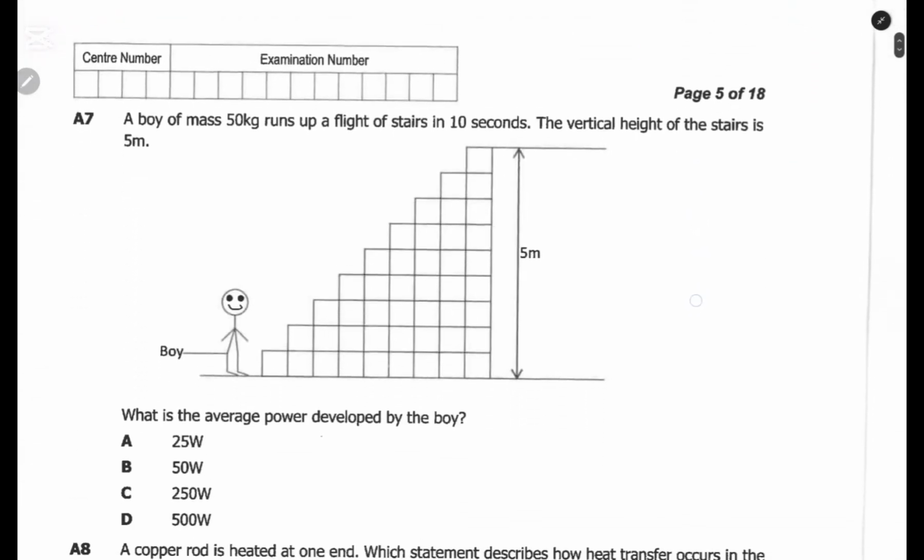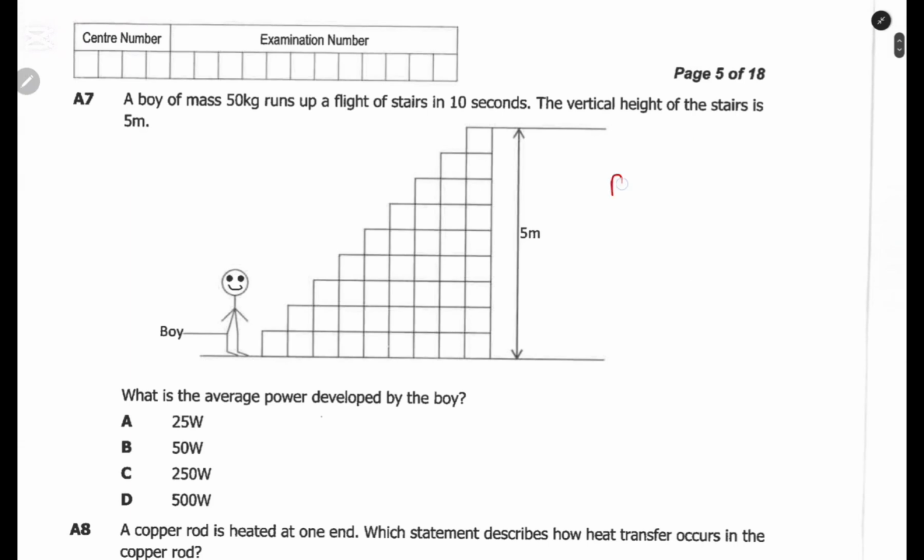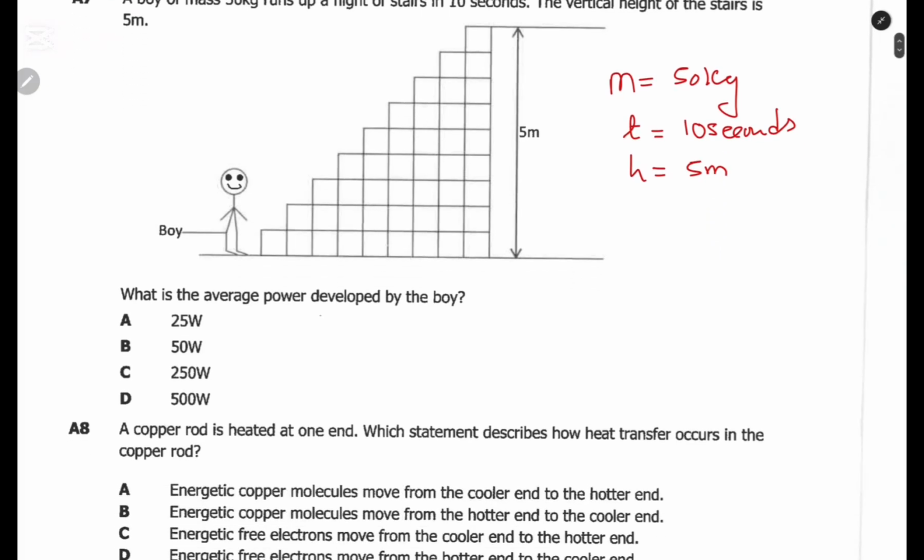Question 7, a boy of mass 50 kg runs up a flight of stairs in 10 seconds. So the mass of the boy is 50 kg, and the time it took is 10 seconds. It's very important that you correct the information. The vertical height of the stair is 5 meters, so height is equal to 5 meters. What is the average power developed by the boy?